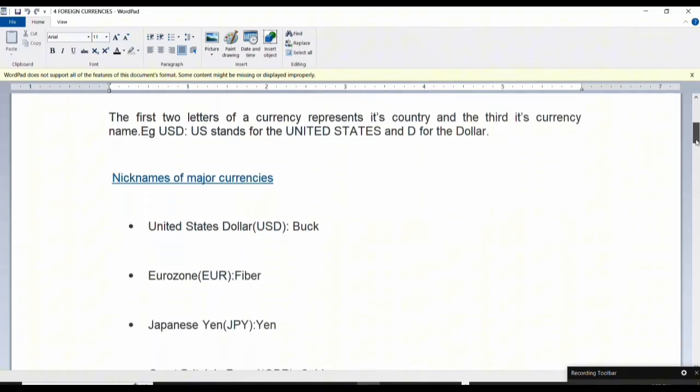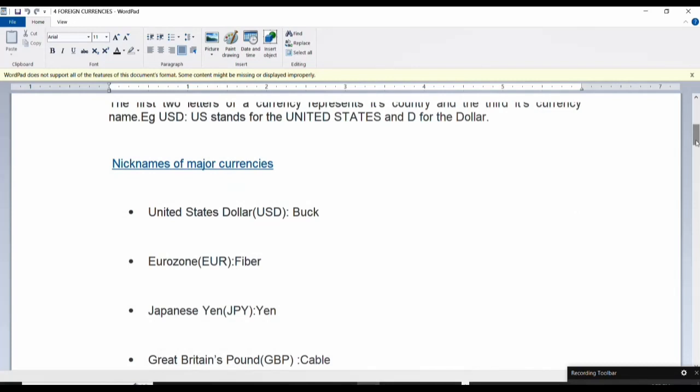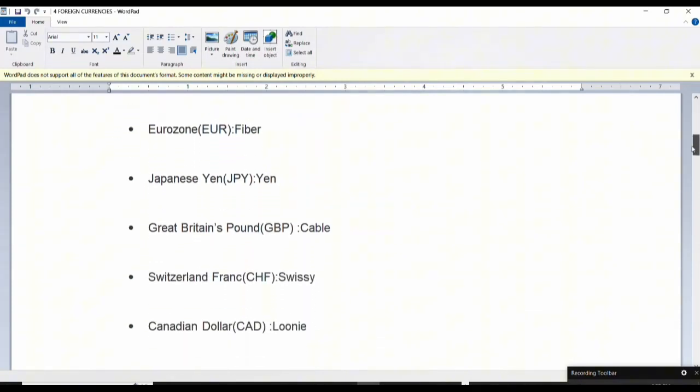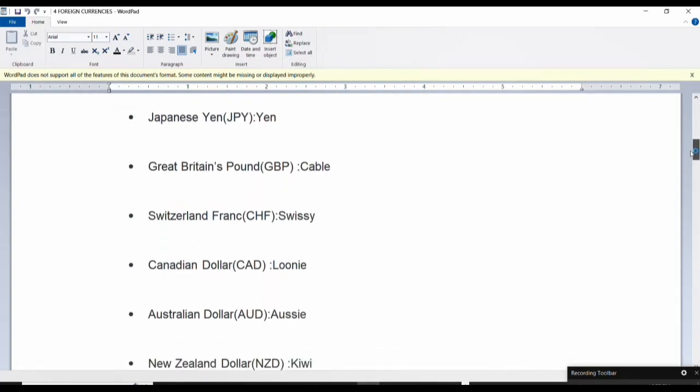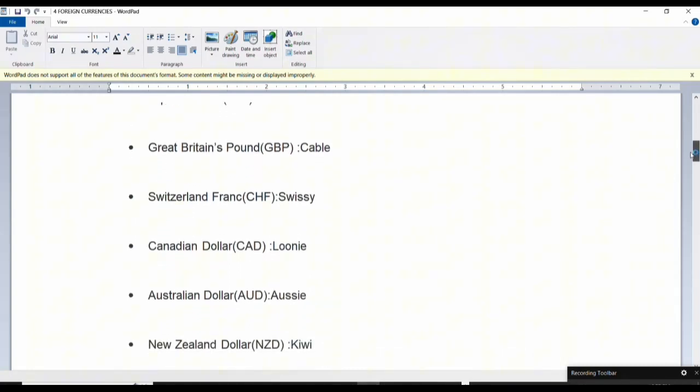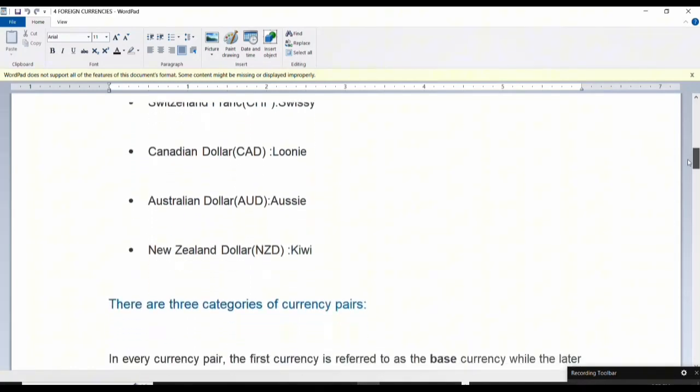Currencies have nicknames, but you don't have to save them. You don't have to know them. For example, the United States dollar is called the buck, the euro is called the fiber, the Japanese yen is called the yen, the Great British pound is called the cable, the Swiss franc is called the Swissy, the Canadian dollar is called the loonie, the Australian dollar the Aussie, the New Zealand dollar the Kiwi.